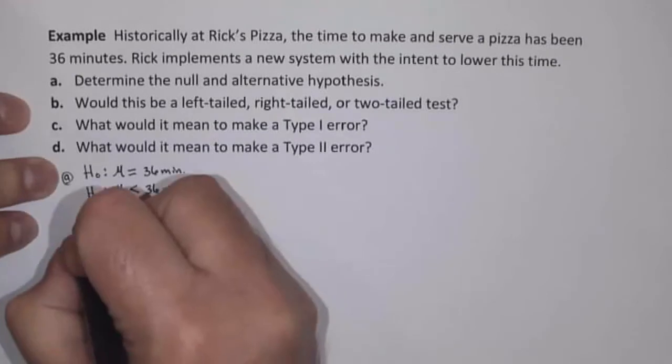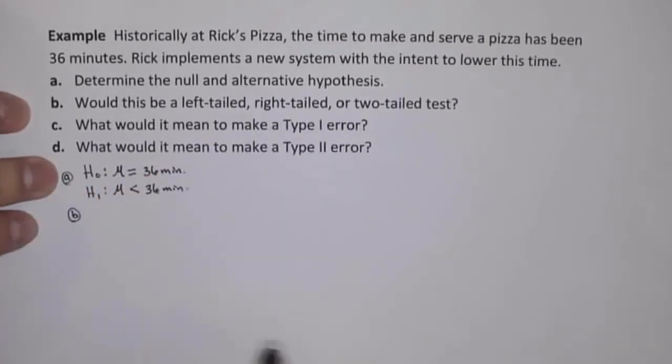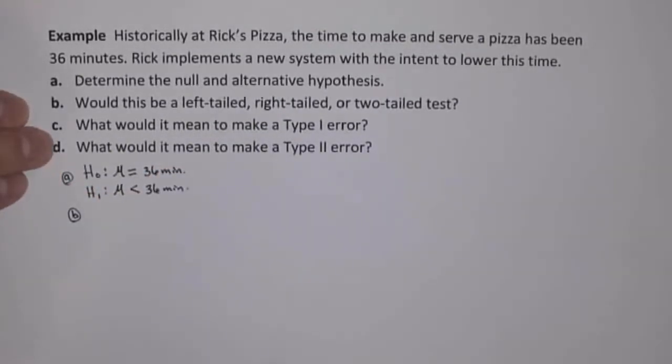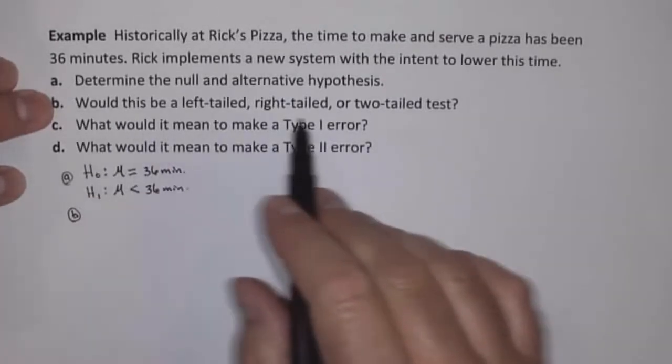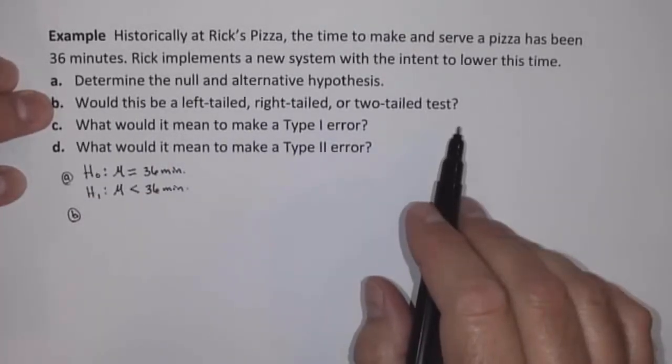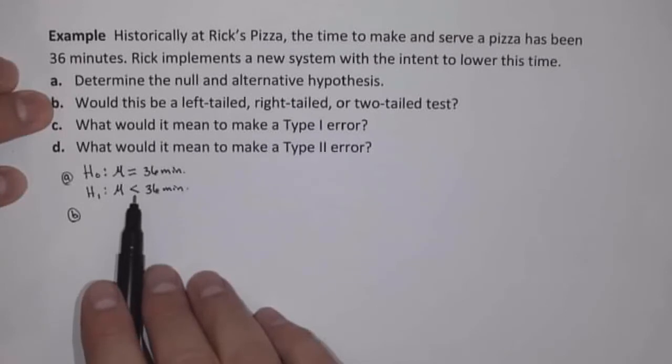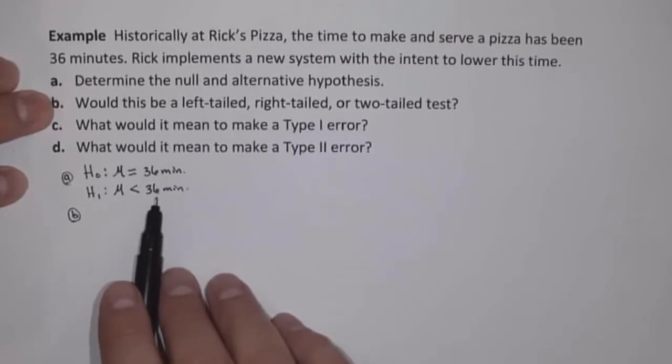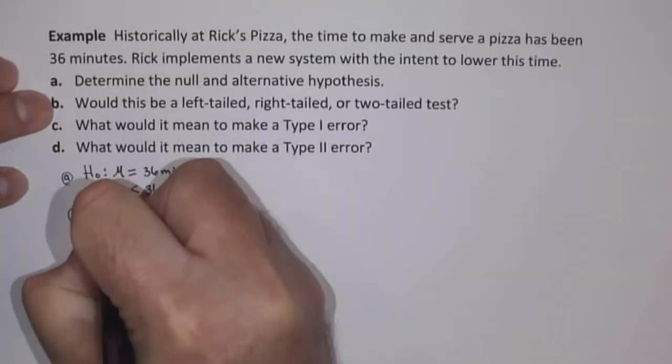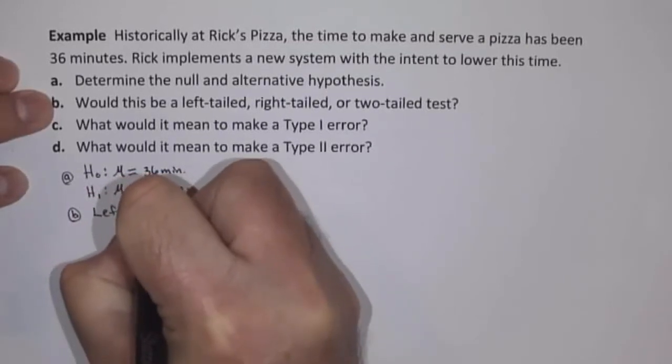Now, B. Will this be a left-tailed, a right-tailed, or a two-tailed test? Well, we tell that directly from the alternative hypothesis. Because the alternative hypothesis is that mu is less than 36, that makes this a left-tailed test.